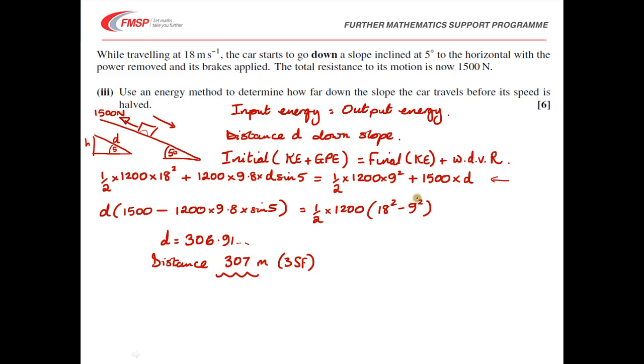Allocating some marks there. Method mark for using the energy calculation. A mark for correct kinetic energy terms, a method mark for coming up with a gravitational potential energy expression that involves a resolution, and an answer mark, an A1 mark, for having that correct. An answer mark for having the whole of the calculation correct, and then a final answer mark for the 307 meters, dependent on rounding.